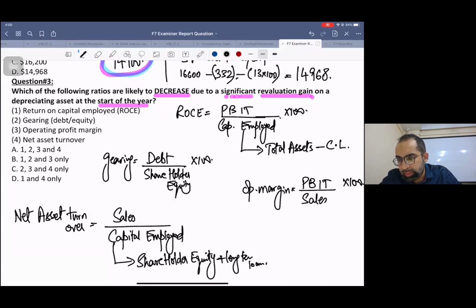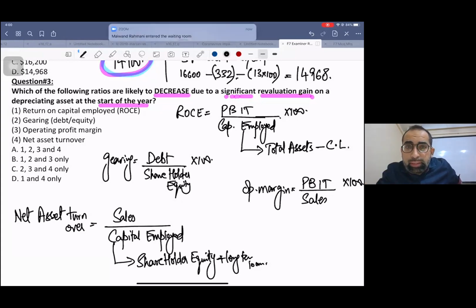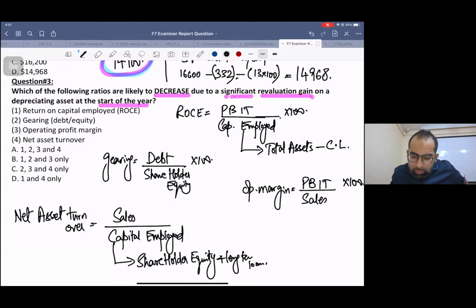Only very few students are right. Listen, let me solve it for you. They are saying which of the following ratios are likely to decrease. The question is about decrease, right? The first ratio is return on capital employed. There is some upward revaluation at the beginning of the year. Now use your brain. When there is upward revaluation at the beginning of the year, during the year there will be more depreciation expense.